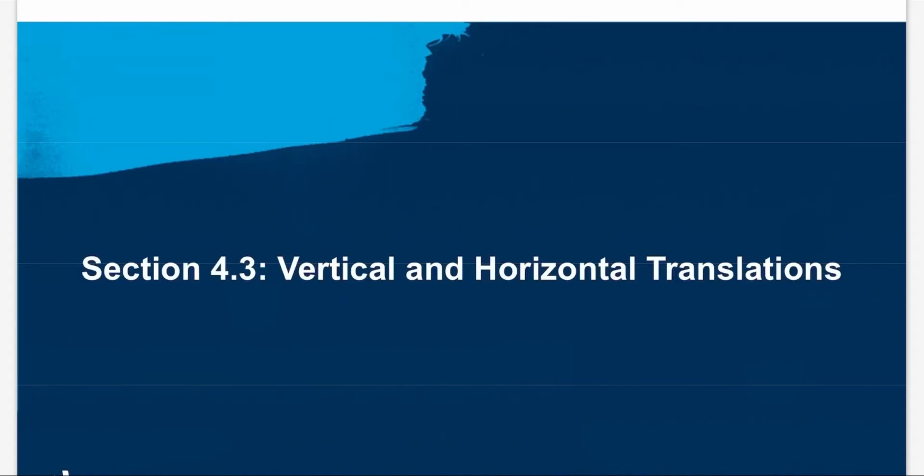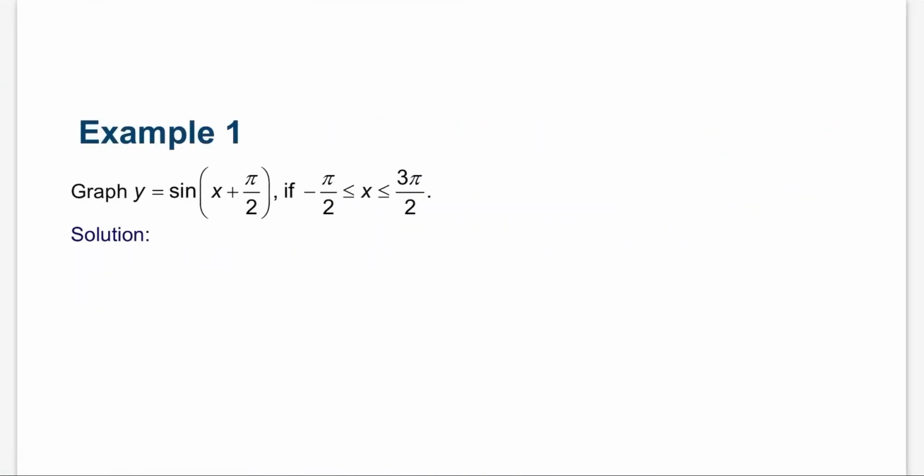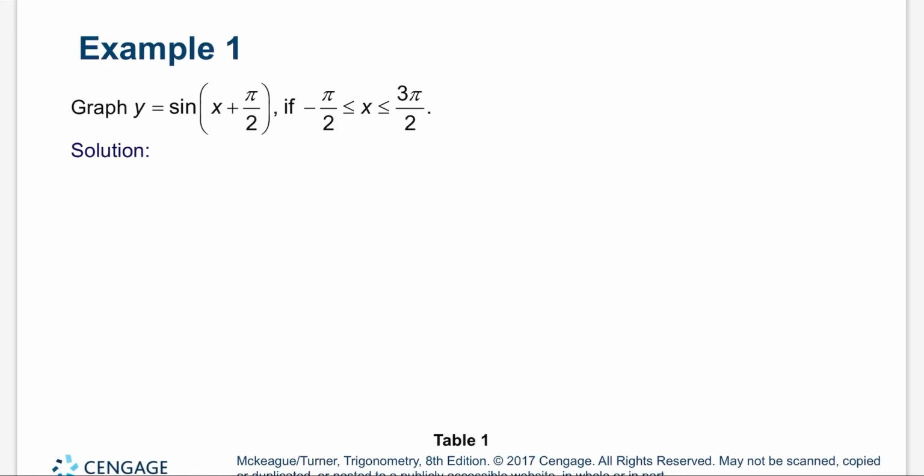Section 4.3, vertical and horizontal translations. So for the first example, they want us to graph sine of x plus pi over 2.